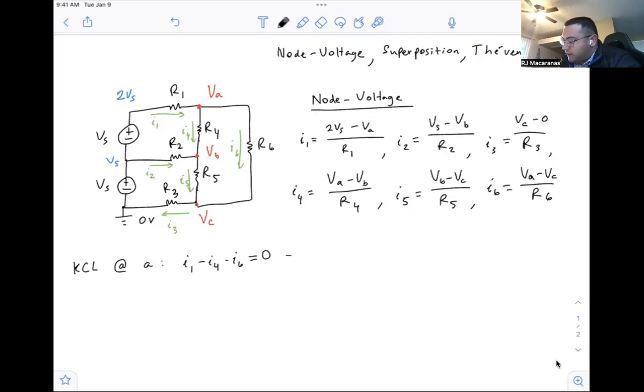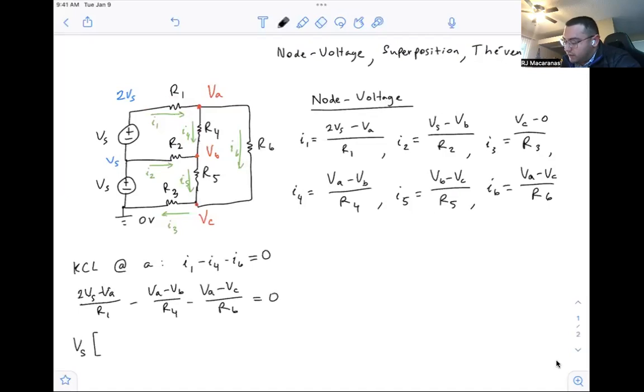And then we expand this out, right? So that gives us 2VS minus VA by R1, minus VA minus VB by R4, minus VA minus VC by R6. That'll be 0. And what we want to do from here is extract out all the voltages.